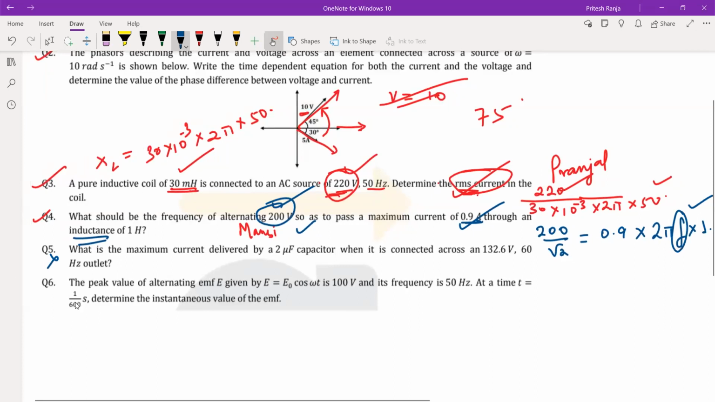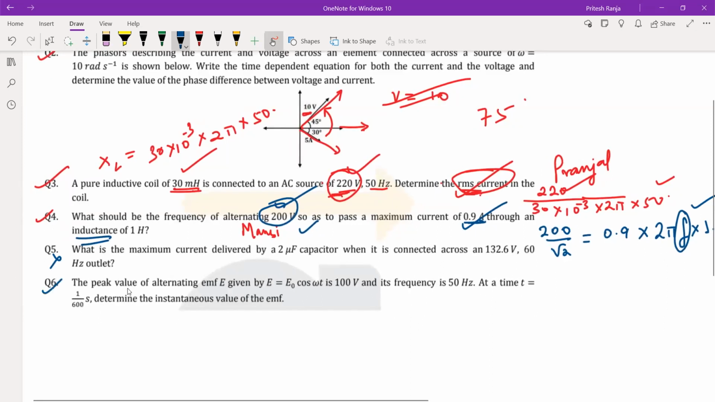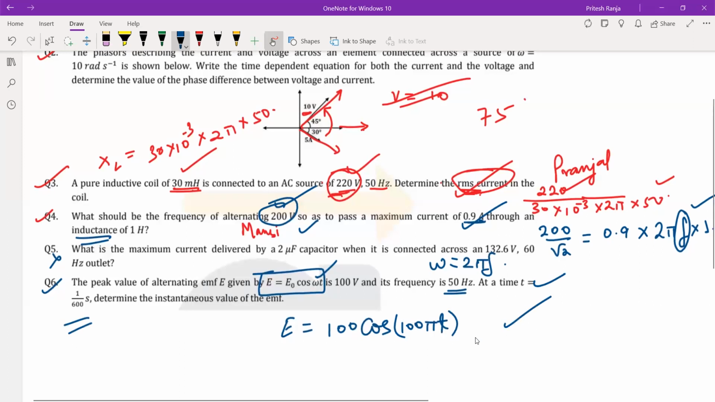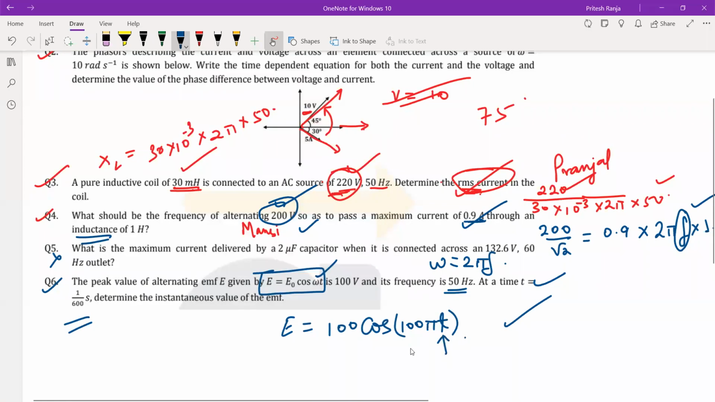So I eliminate this 5, it is simple. Number 6, peak value of EMF. You have the value of EMF, that is 100. E will be 100 cos omega t, because we have frequency, so it will be 100 cos 100 pi t. Omega is 2 pi into f. At time t equal to 1 by 600, we already did this in the class. You will just put t as 1 by 600 and you will get the value of E. So level 1 of the homework section is complete.